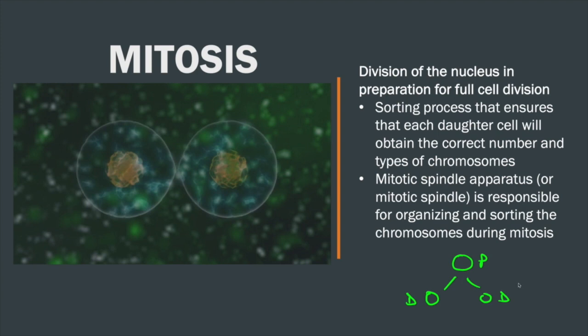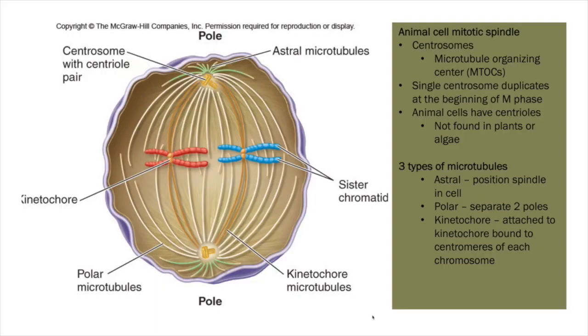In order for this sorting process to occur correctly, we're going to take a look at some structures known as the mitotic spindle apparatus. It's usually just called the mitotic spindle. This apparatus is composed primarily of microtubules and actin filaments, and it's used for the organization of chromosomes as well as the actual sorting or division process itself.